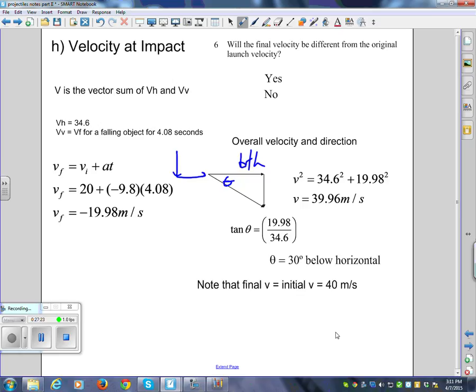What's up with the note on the bottom? Doesn't make sense. The final velocity and the initial velocity, the final V and the initial V, are both the same. 40. Right? That was this whole thing, Hannah. Will the final velocity be different from the original launch velocity? That's the whole big idea here.